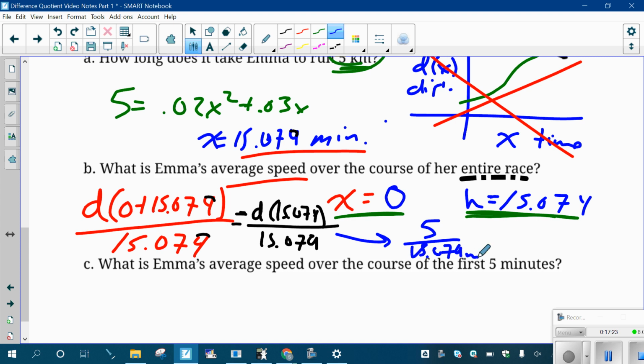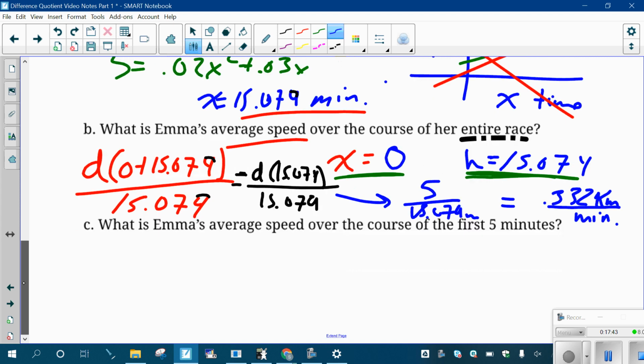Sorry, give me a second. We get her average speed, 0.332 kilometers per minute. Again, I just want to focus on using this new thing called the difference quotient. So let's do it again.